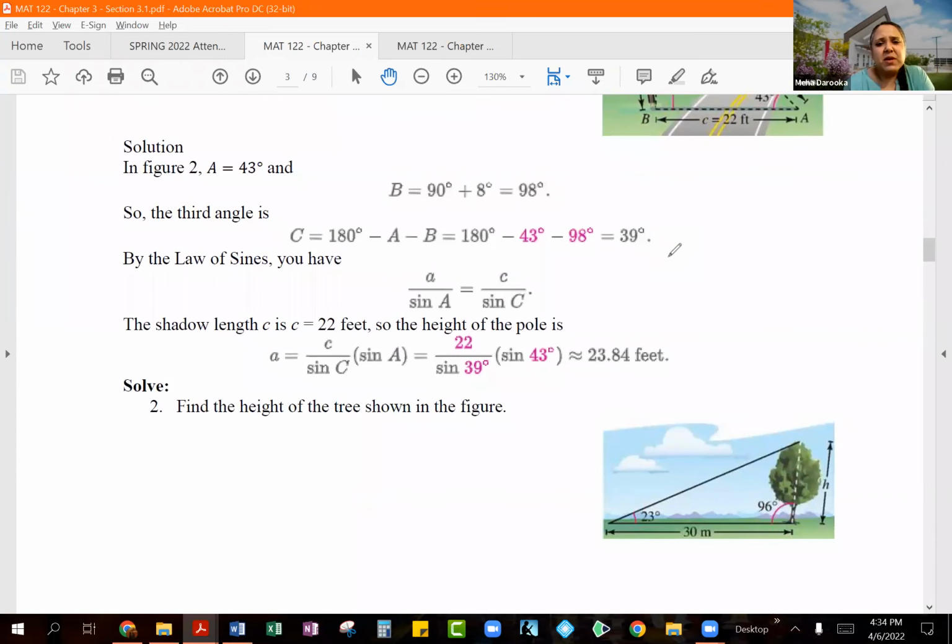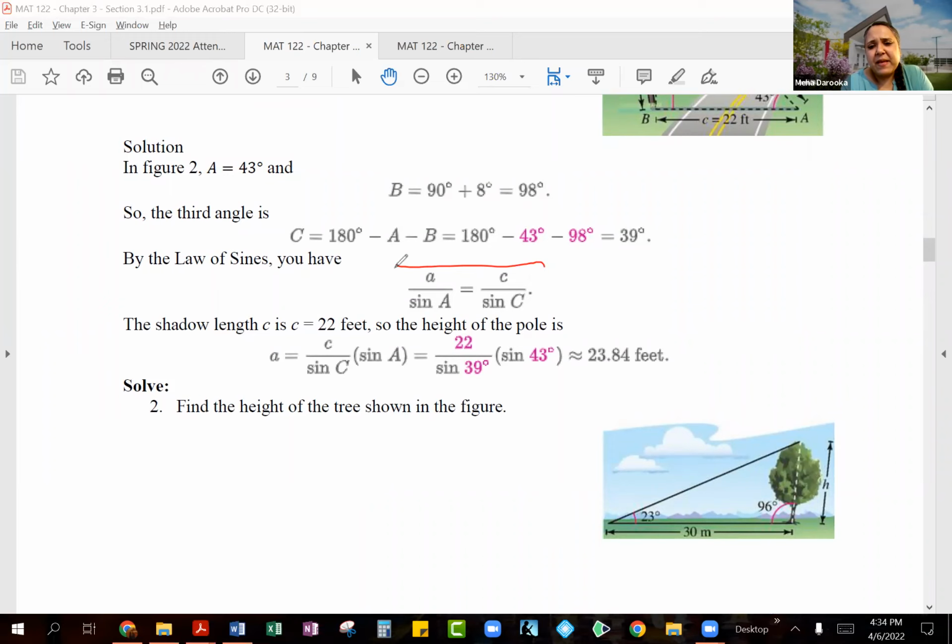So you can see that's the formula we go with: A divided by sine A equal to C divided by sine C. We're trying to find side A, so move that sine to the right-hand side and rewrite that formula. Side C is 22 feet. Angle C is 39. Angle A is 43 degrees. And you can see that will end up giving us an approximate height for the pole, 23.84 feet, just a little shy of 24 feet. So again, just using law of sines to try and figure out how tall that pole is.